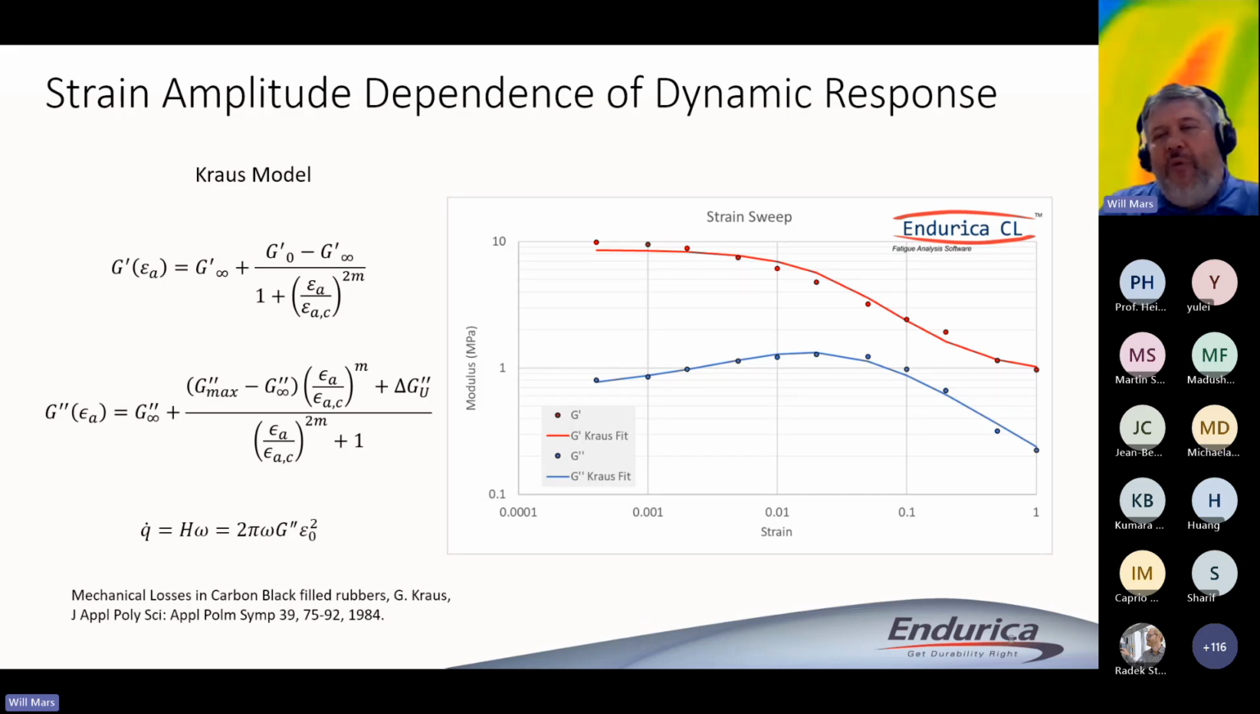And one of the common ways to represent that is by looking at the linear viscoelastic storage and loss modulus. The loss modulus is proportional to the heat rate that's produced in the rubber, or equivalently the area enclosed within the hysteresis loop of the rubber. And on the right here, you're seeing a plot of the storage and loss modulus. The loss modulus is shown in blue.